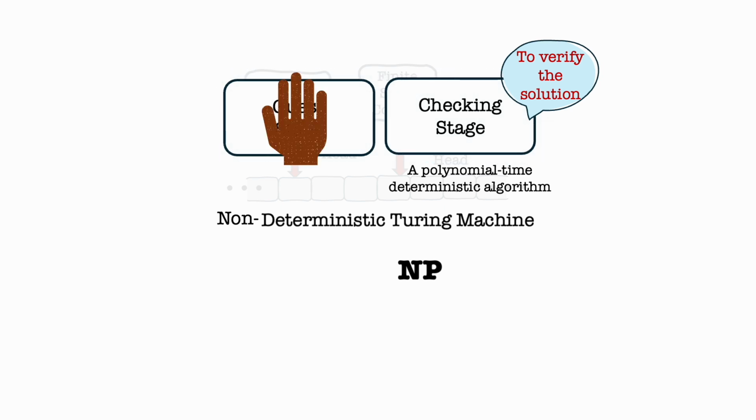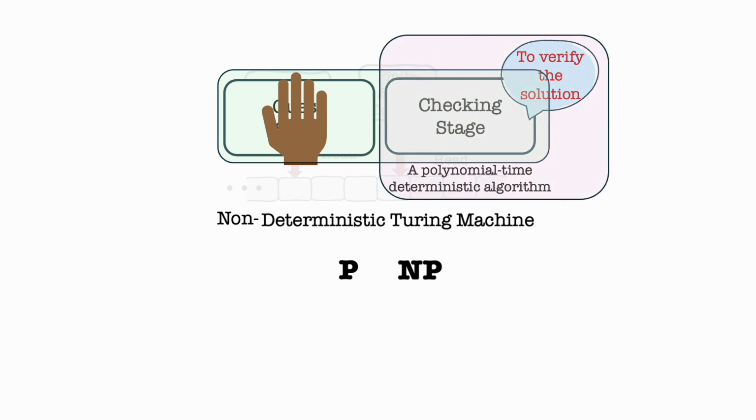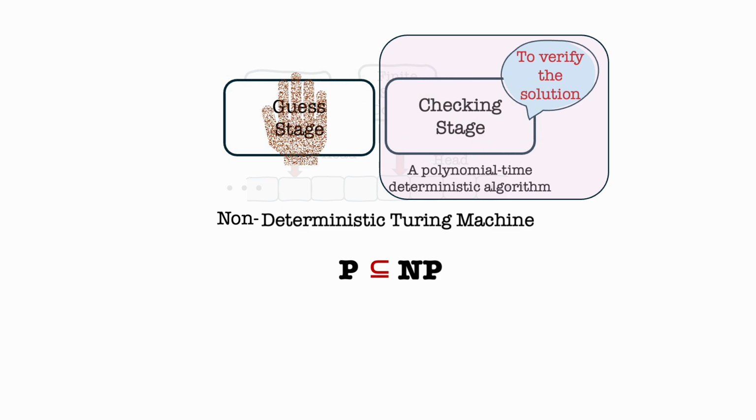On the other hand, when we ignore the guess stage and design a solution using only deterministic steps, such problems are known as P-class problems. Since for P-class problems we ignore the guess stage, and the checking stage is common in both classes, we can conclude that P-class problems are a subset of NP-class problems.